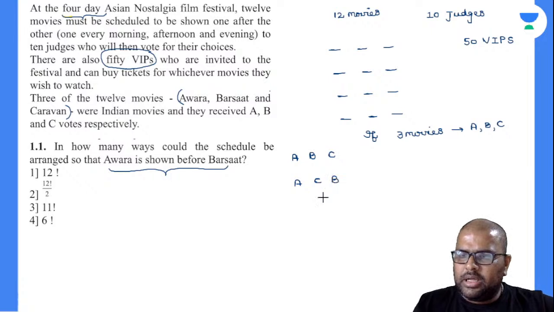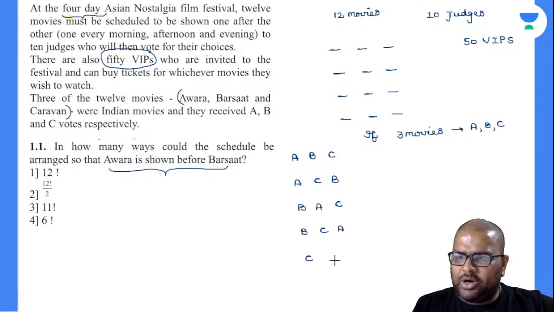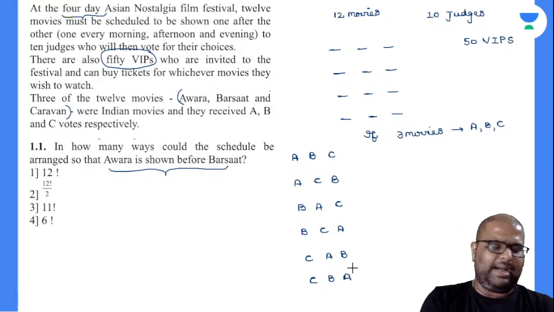Yes. Now the next one, B, A, C. Next one is B, C, A. Am I right or wrong? Do we get 6 arrangements there? Can anybody confirm me in the comment section box? C, A, B. Now C, B, A. If there are only 3 movies, those 3 movies can be arranged in this pattern there.